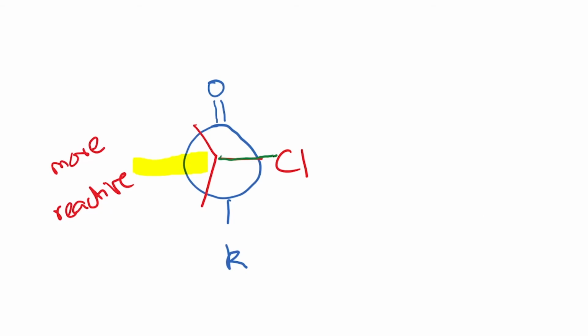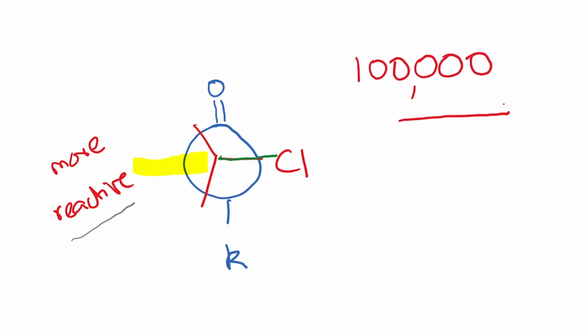So when the carbon-chlorine bond is perpendicular to the C double bond O, then the attack which happens on this carbon here is going to happen in a much easier and much faster way, because this kind of arrangement is more reactive. So of the various conformations of this compound, this conformation is the more reactive conformation, and its rate of reaction is substantially higher than the other conformations. So this is how we understand the 10,000 or the 100,000 fold increase in rate of the nucleophilic substitution reaction.